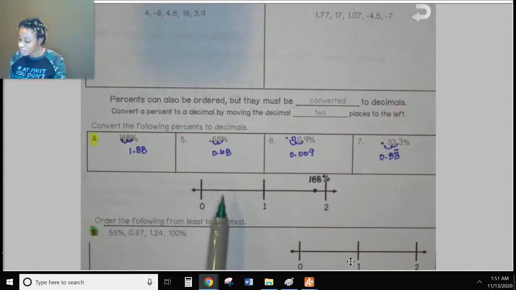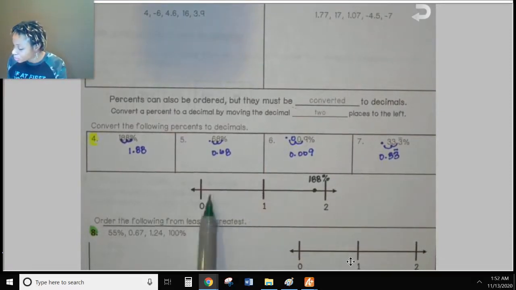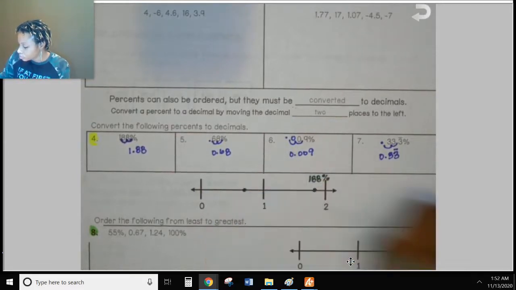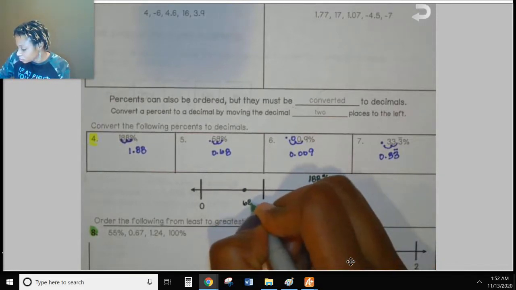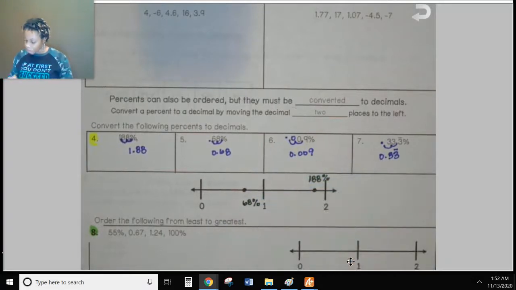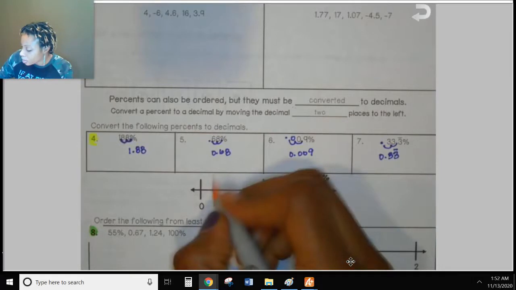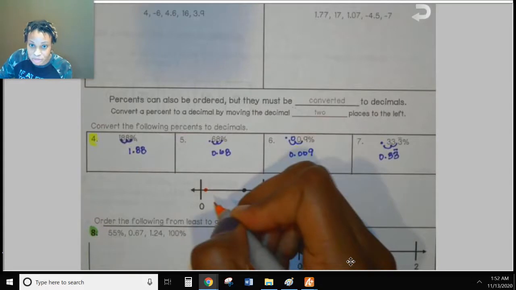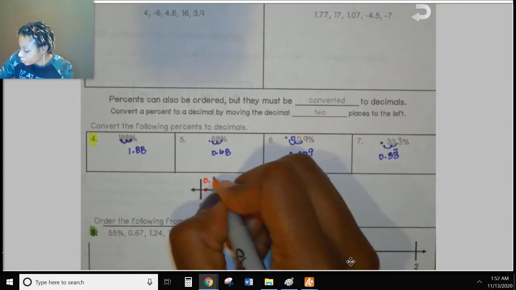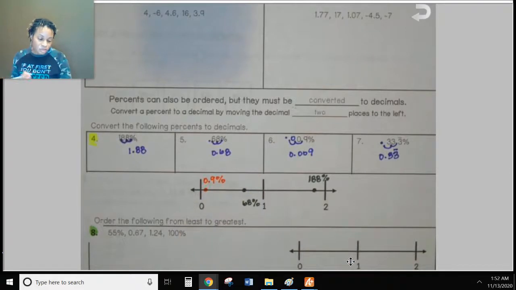68% or 68 hundredths, that is less than 1. It's going to be between 0 and 1, closer to the 1. This may be a little bit too far over, but it's okay. Then we have 9 thousandths. 9 thousandths is a teeny tiny little bitty crumb. It's going to be super close to 0. So that will give us our 0.9%.